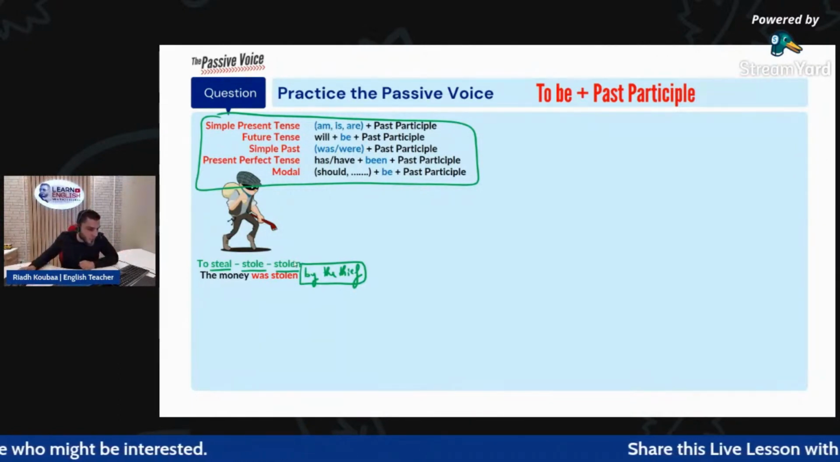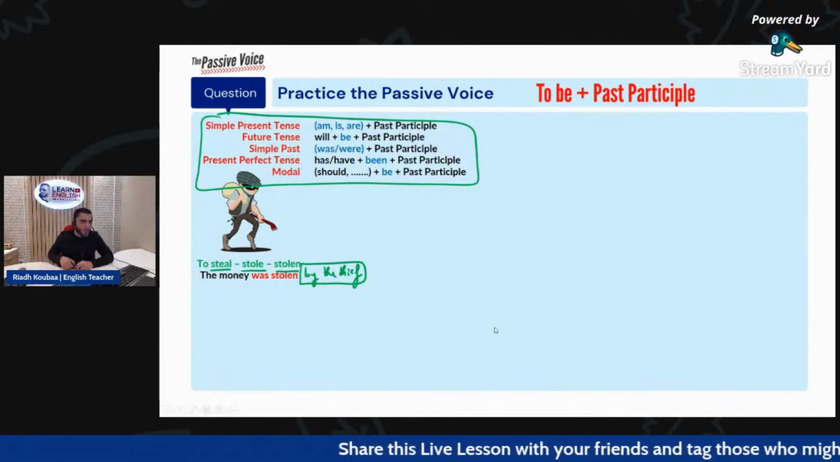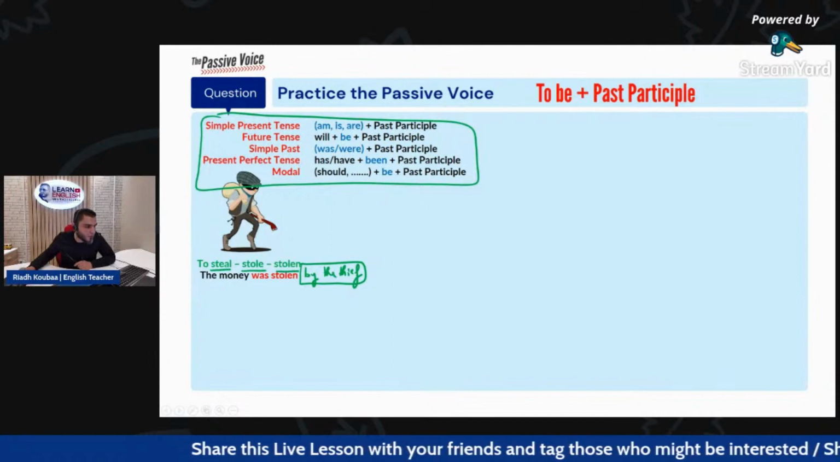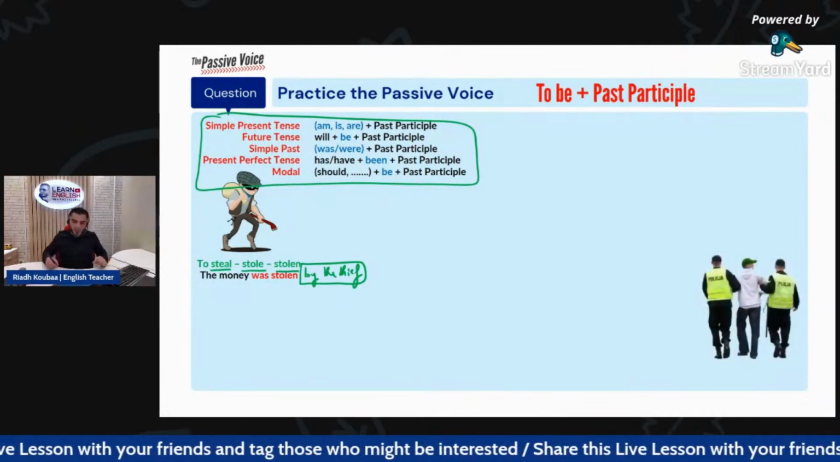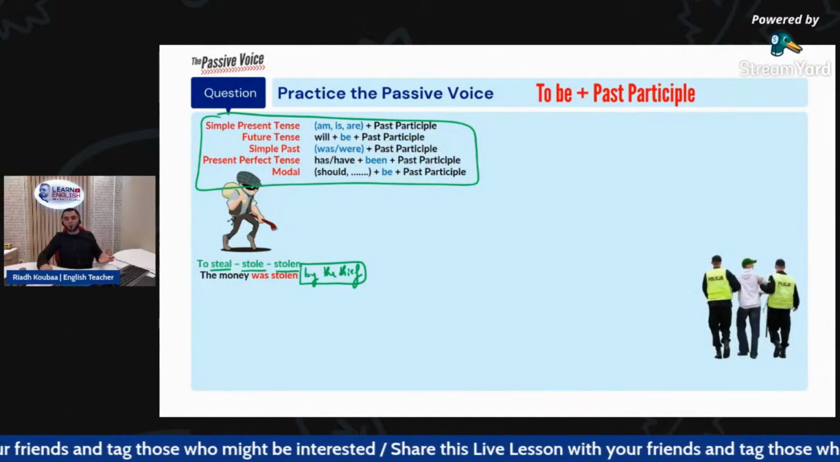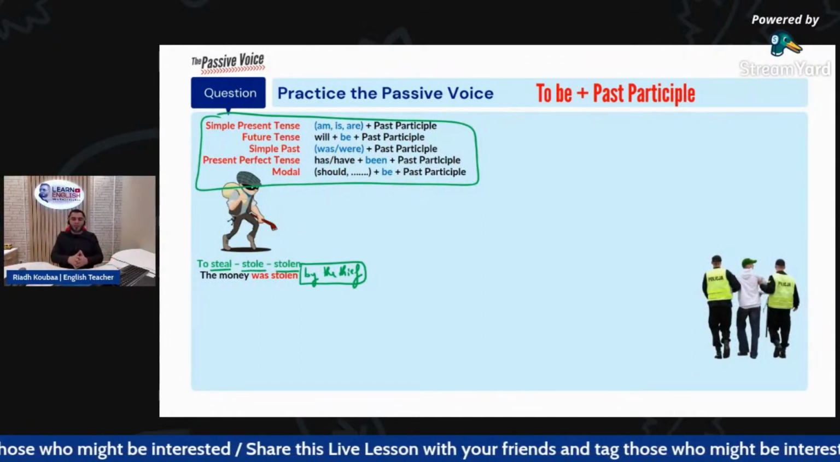Excellent. Yes. So we have Islam. Very good sentence. The money was stolen by the thief. Malik. Excellent sentences. Very good. The money was stolen. All of these answers are correct. But what happened to the thief after stealing the money?